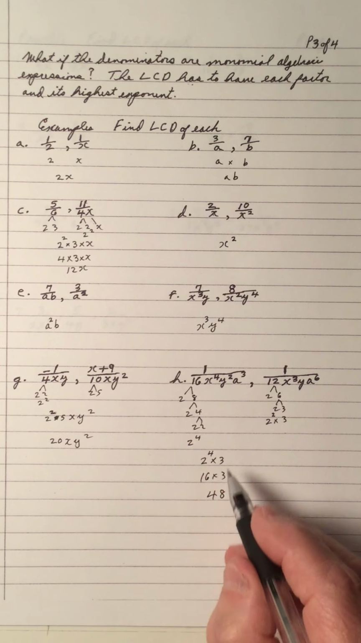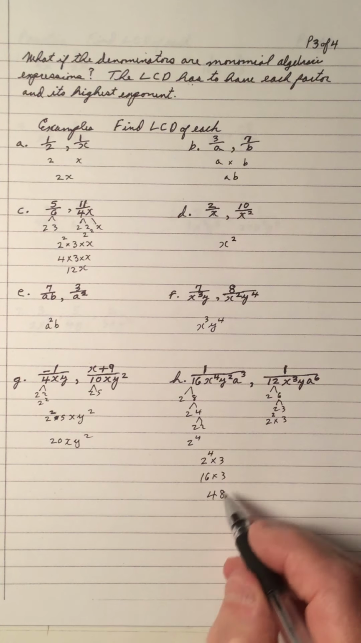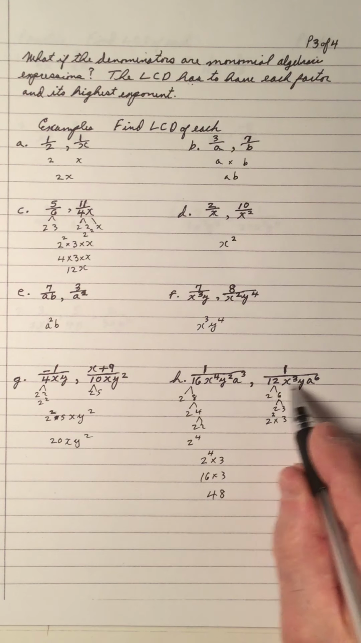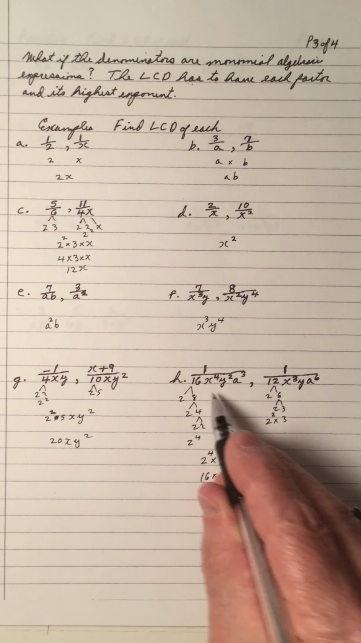In other words, 16 goes into 48 3 times. 12 goes into 48 4 times. Now, let's pick up the literal coefficients.